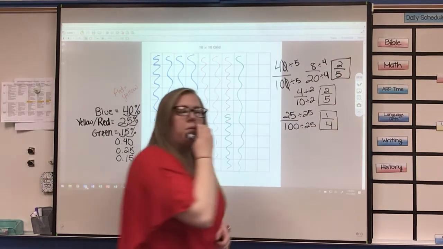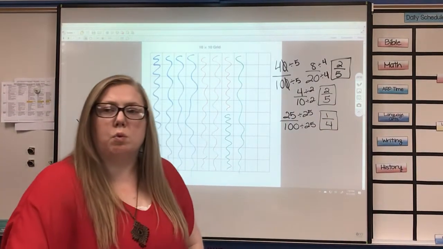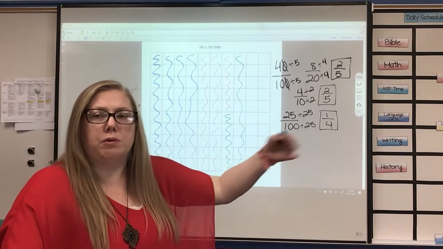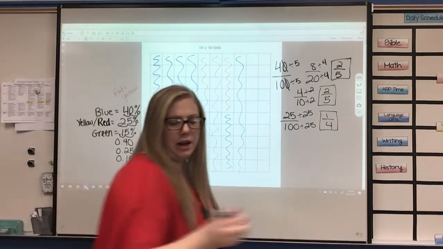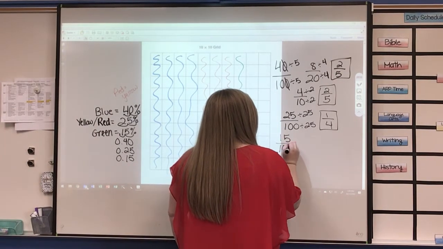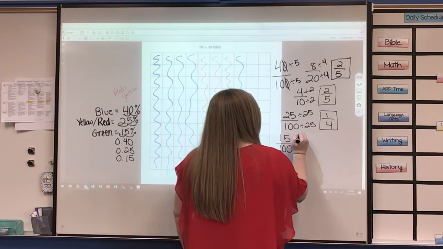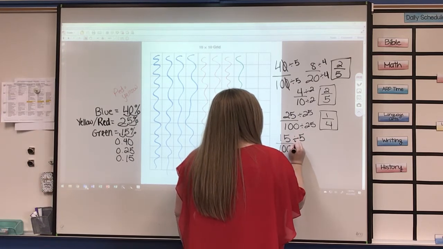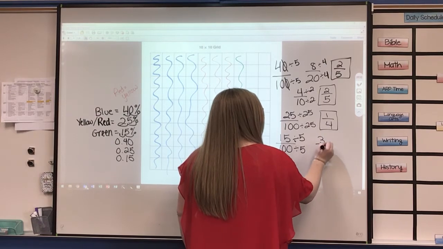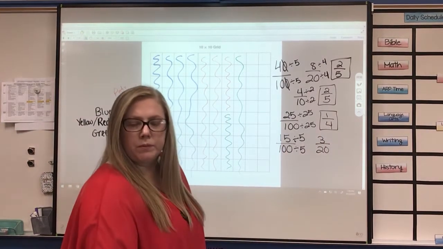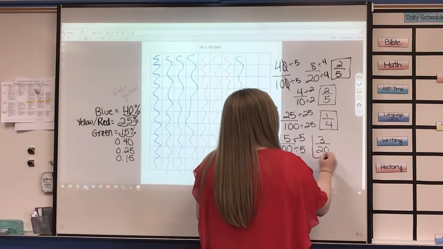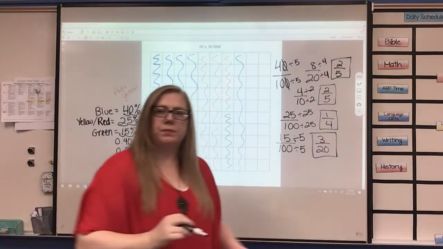Okay, because 25 is 1/4 of a dollar, right? 1/4 is 1/4 of a dollar. And then I have to do the same thing for 15 over 100. I'm going to use 5. Can I simplify any more? No, so I am done.